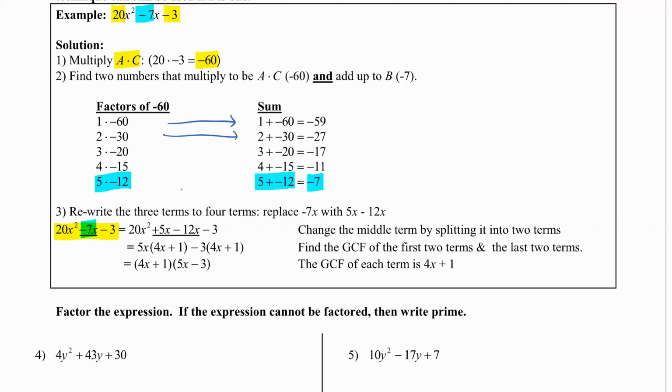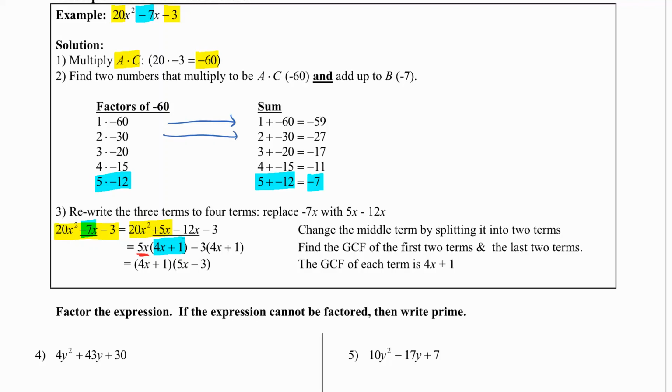Grouping method, again, we're just doing the GCF a few times. So first we're going to look at the GCF of those first two terms. The biggest thing we can divide both of those by is 5x. Once we find that GCF, we divide by that. So 5x divided into 20x squared is 4x, and 5x divided by 5x is 1, so we get 4x plus 1.